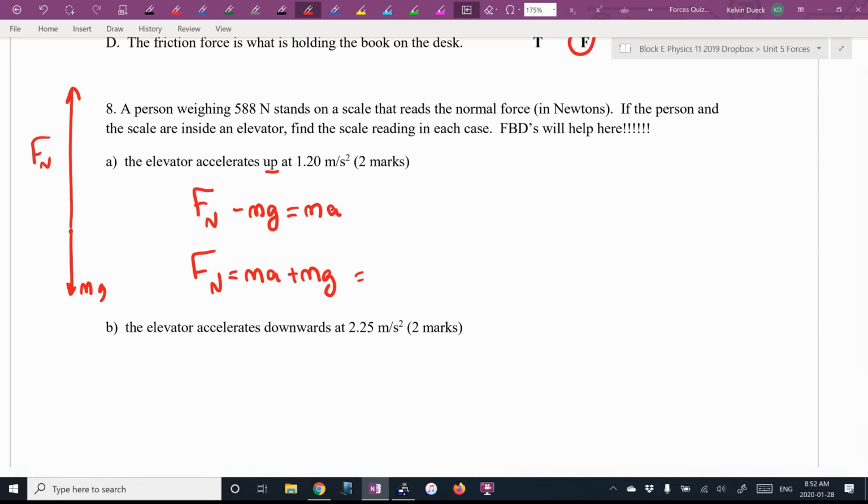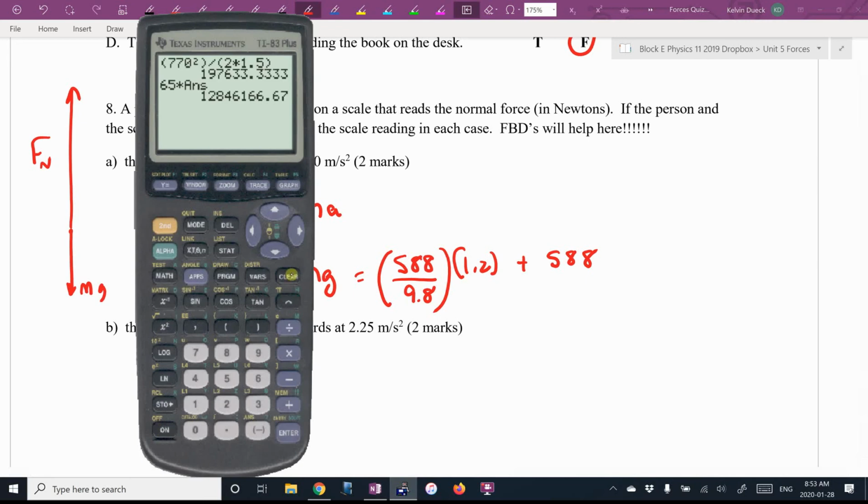Weight. And you know what? I'm so lazy, I'm actually just going to write here 588 divided by 9.8. I'm going to do it right in my calculations, and then I'm not having to round off or anything. a is 1.2 plus, oh, and I can just write 588 because that is mg. So 588, whoop, one too many eights, times 1.2 divided by 9.8 plus 588, 660 newtons.